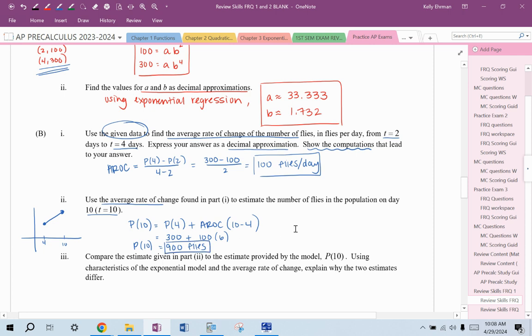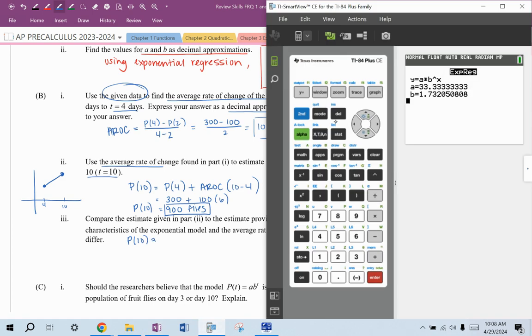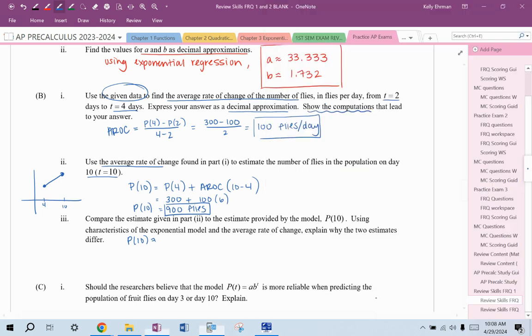All right, compare this model. Compare the estimate given in part 2 to the estimate provided by the model. So let's see what P of 10 comes out to via the model. Let's just do that first. Remember, we stored the model in Y1. So on your home screen here, you can say Y1 of 10 is 8,100 flies. All right, so then if that's the case, we want to compare that. That's definitely a lot higher than the approximation. We talked about this in class today.